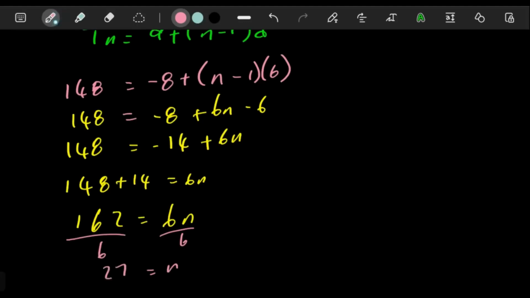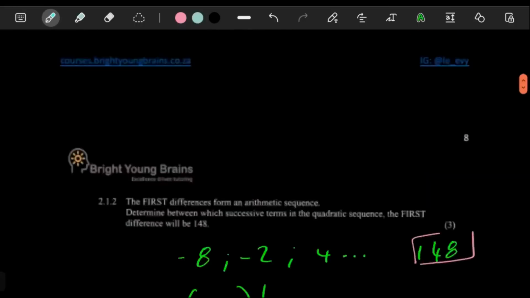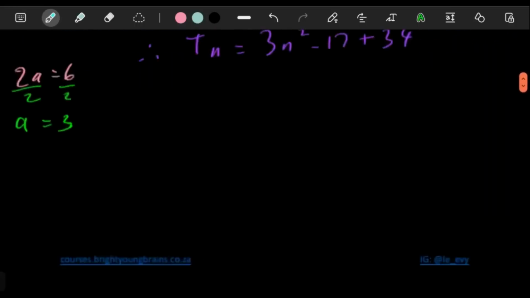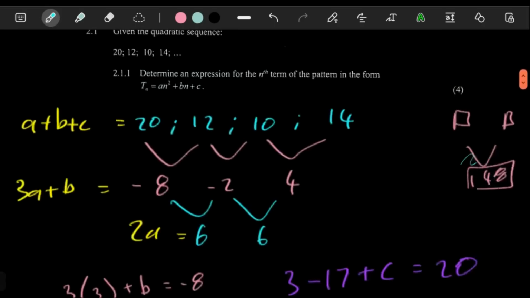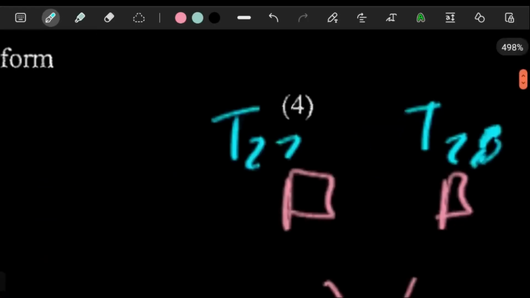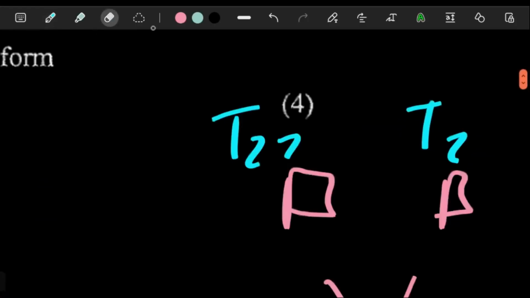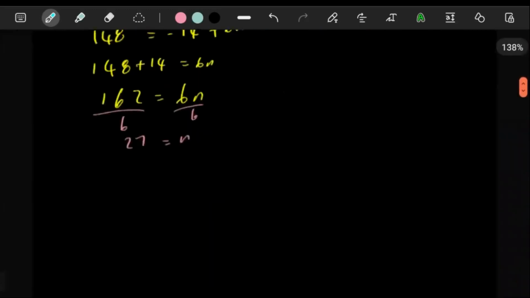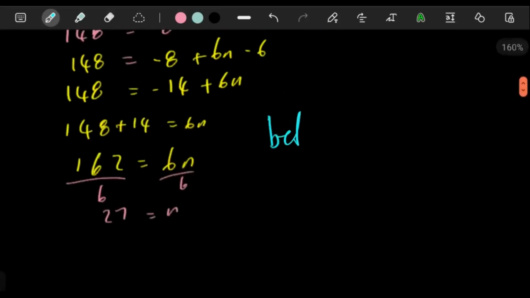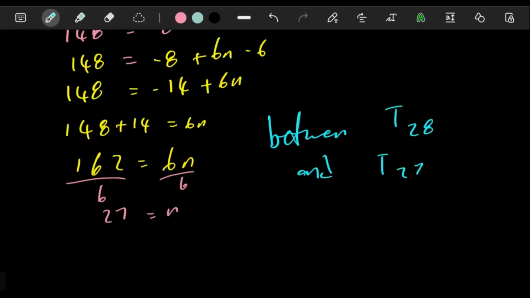So what we know is, if 148 is in position 40, if this is in position 27, it means that this is term number 27. It means this is term number 28, based on the logic that we spoke about in the beginning. So that's what we're going to say in our answer. We're going to say between term 28 and 27. See, between T28 and T27. That's our answer.